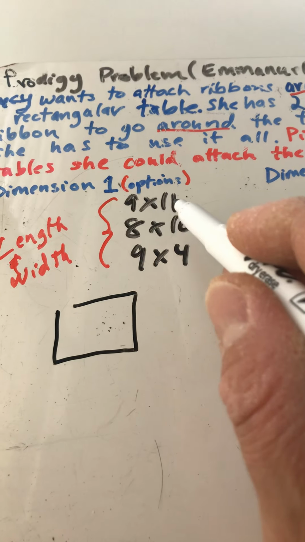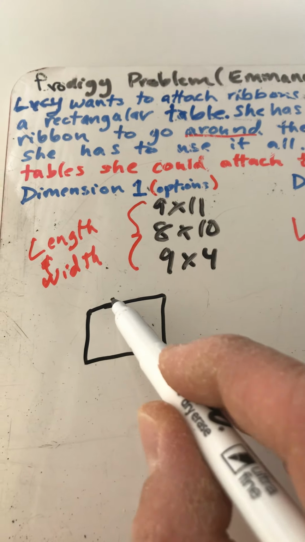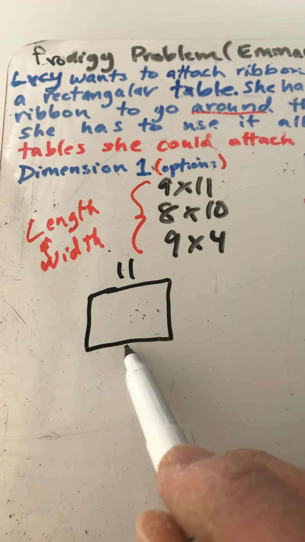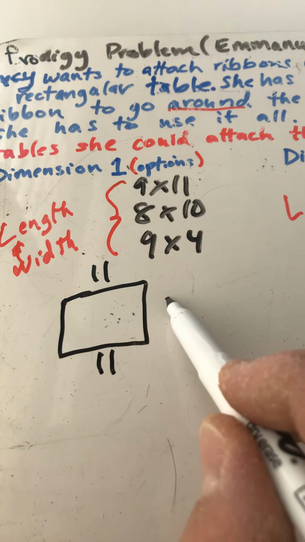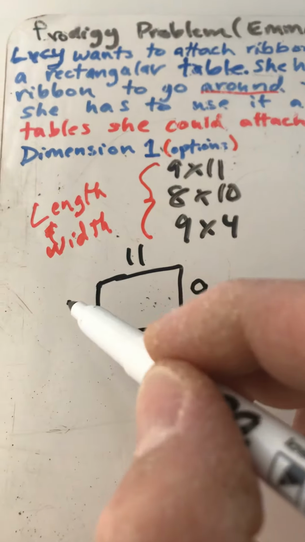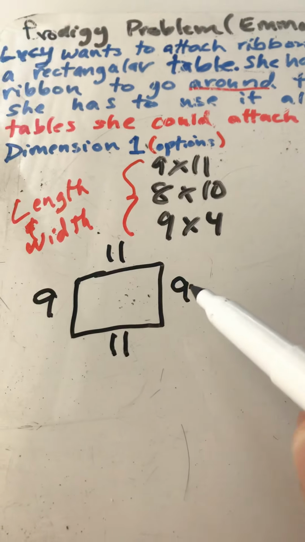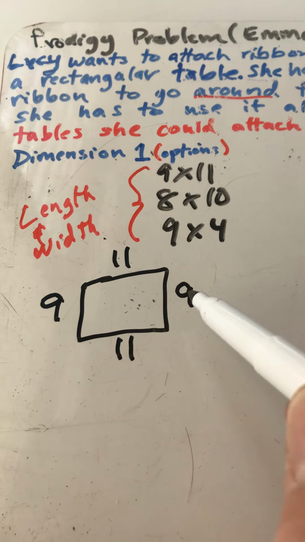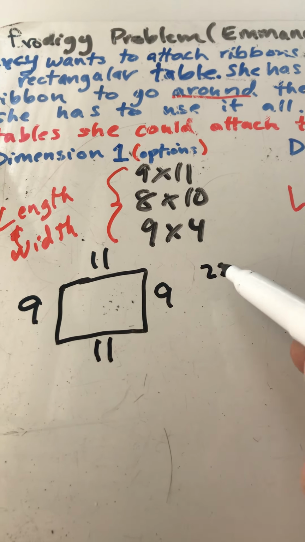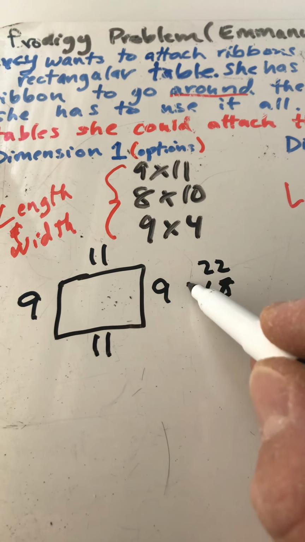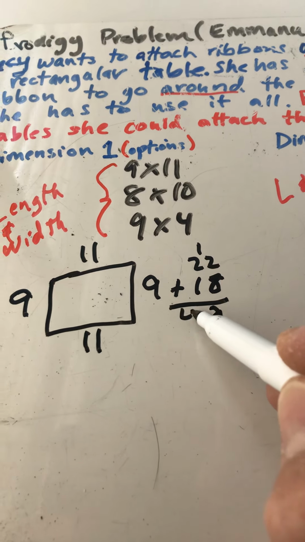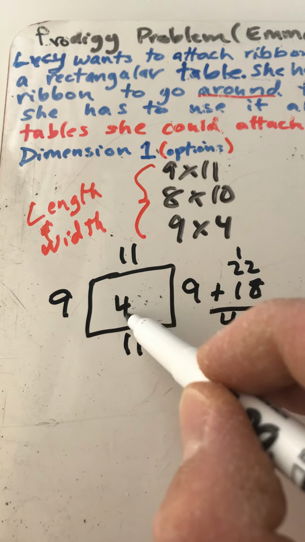The first one says 9 by 11. Since it's a rectangle, you have 2 sides that are longer than the other 2 sides. So this should be 11 here because it's the longer side, and if that's 11, this should be 11. Then the shorter side is 9. Now I do some addition, because the perimeter is when you add all the measurements around a figure. 11 and 11 is 22, and 9 and 9 is 18, and then I just add, because that's what perimeter is. It's addition. So we got 40. The perimeter of this figure is 40.